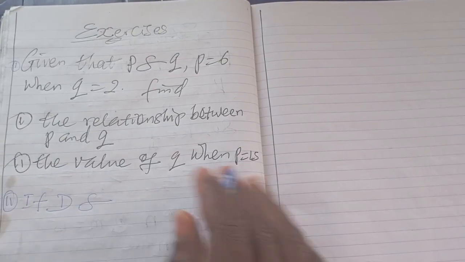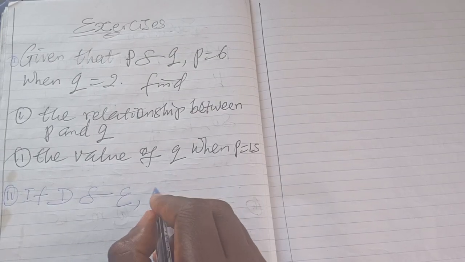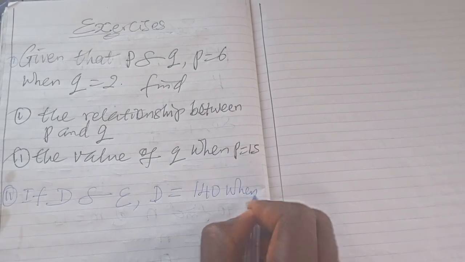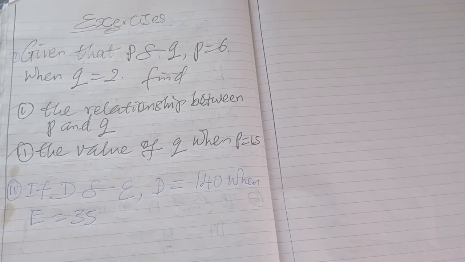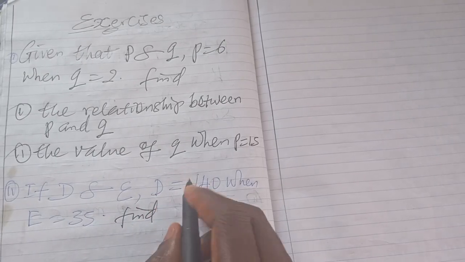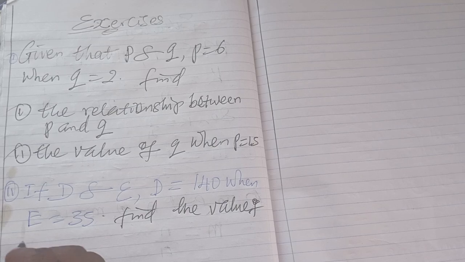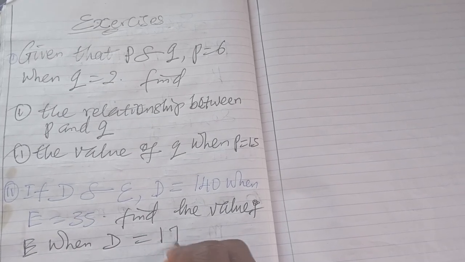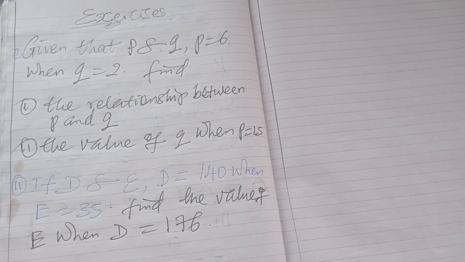Number 2: if d varies directly as e, d is equal to 140 when e equals 35. Find the value of e when d equals 176. So solve these exercises and upload it.